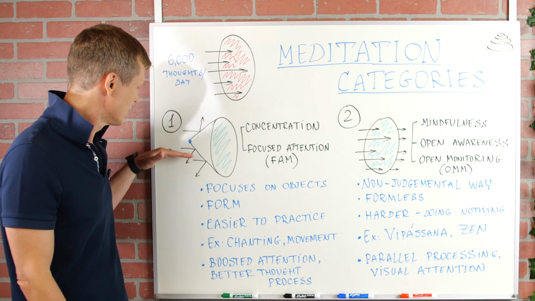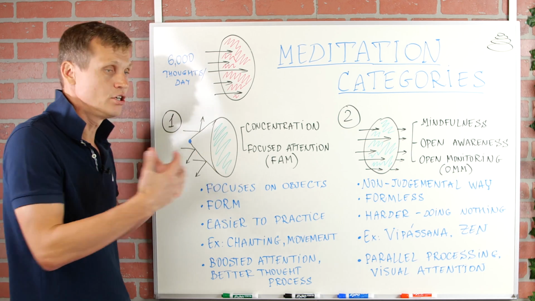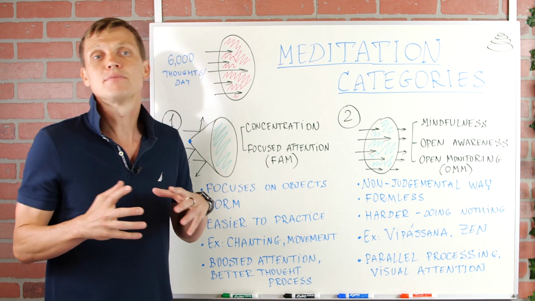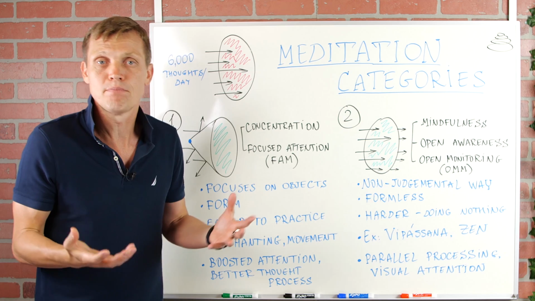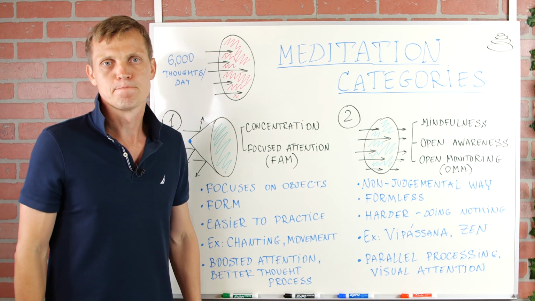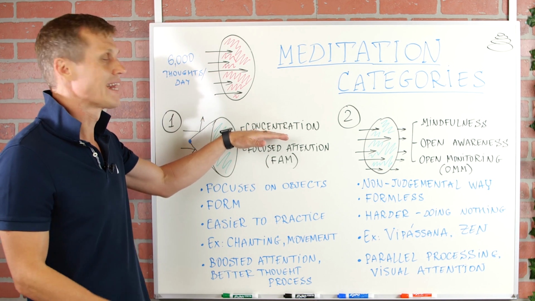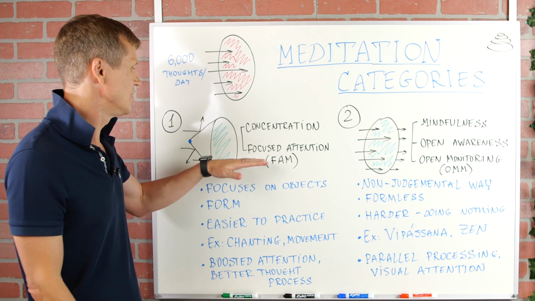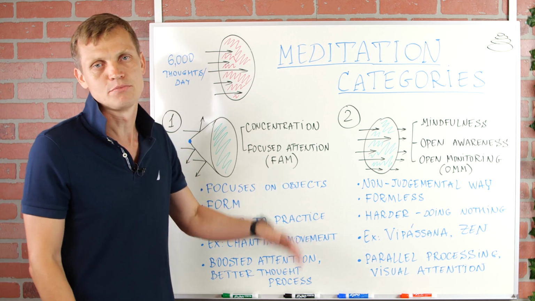So all those ideas that try to get into the brain get rejected, since we dedicate 100% of our attention, 100% of our brain power to that specific object. This kind of meditation is called concentration meditation, or the scientific name is focused attention meditation.